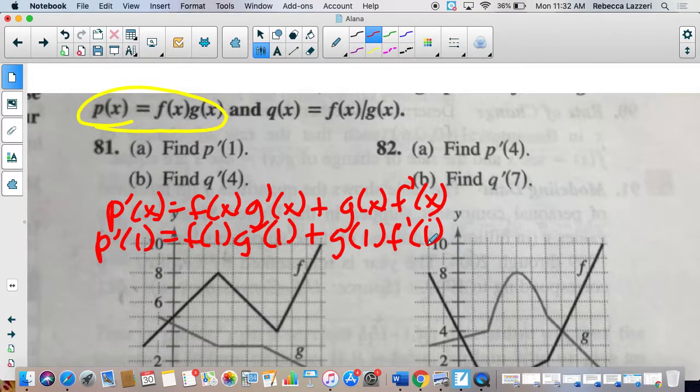This would be a time on the board I should have written the word literal, okay? Be very literal. F of 1 you can find like you did in Algebra 2. F of 1 is 6. Are y'all okay with that? What in the world does G prime of 1 mean?